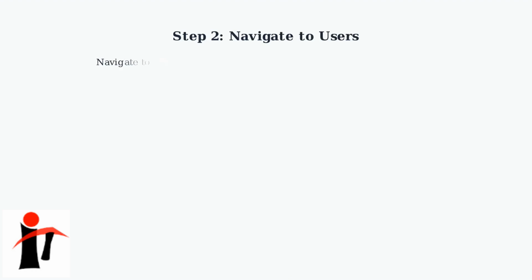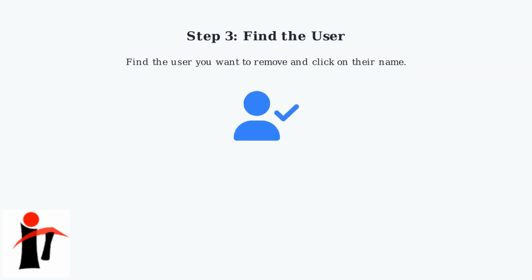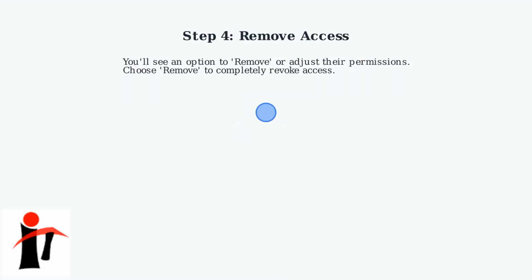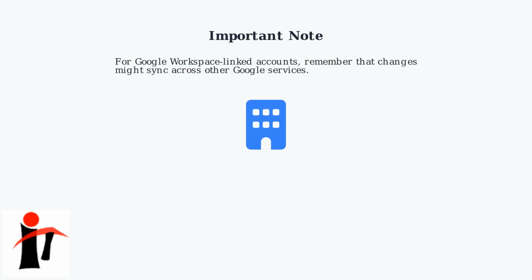First, log into your Google Ads account as an owner or admin. Next, navigate to Tools and Settings, then Measurement, and select Users. Find the user you want to remove and click on their name. You'll see an option to remove or adjust their permissions. Choose Remove to completely revoke access. For Google Workspace linked accounts, remember that changes might sync across other Google services.